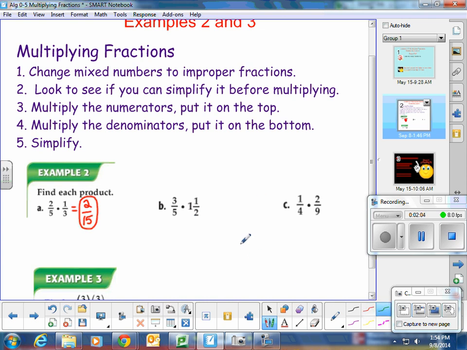Next example, 3/5 times 1 1/2. Step 1 is to change mixed numbers to improper fractions. So right here we have a mixed number. We're going to change this to an improper fraction.